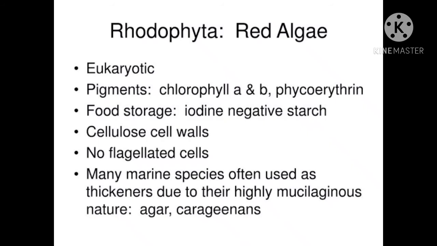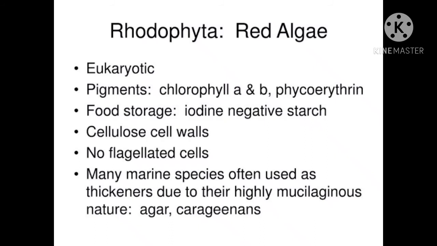Plant body is thalloid and the cell contains chlorophyll A and D and phycoerythrin. The cell wall is made up of cellulose and pectin glued with other carbohydrates, and the stored food is in the form of Floridean starch. So you have to remember the food material stored inside is called Floridean starch.